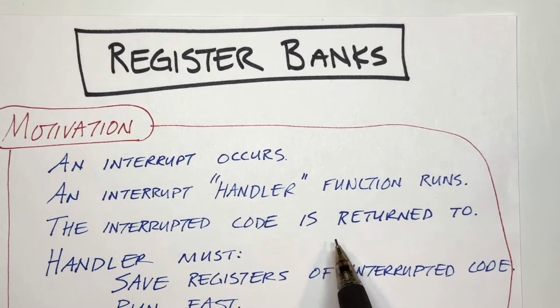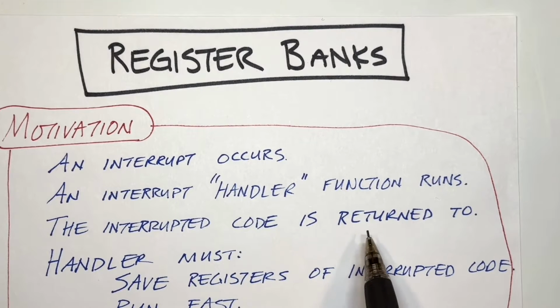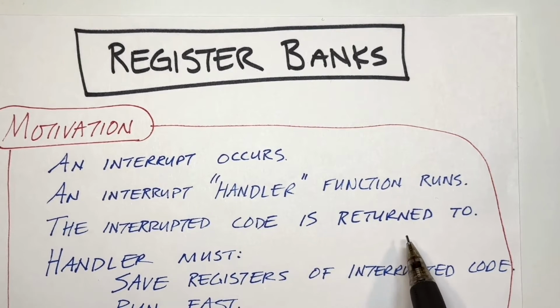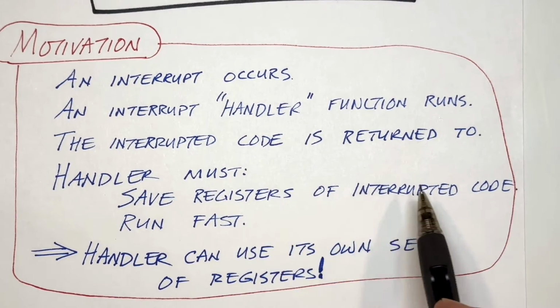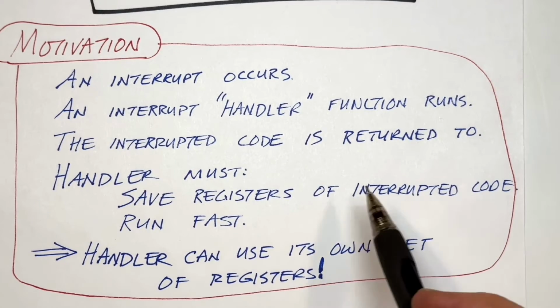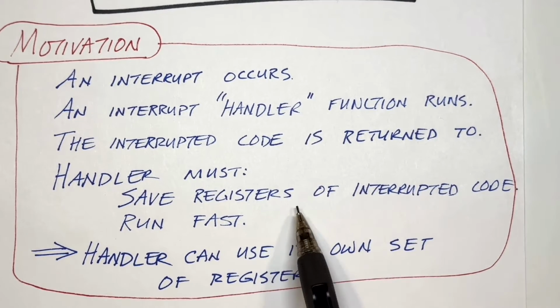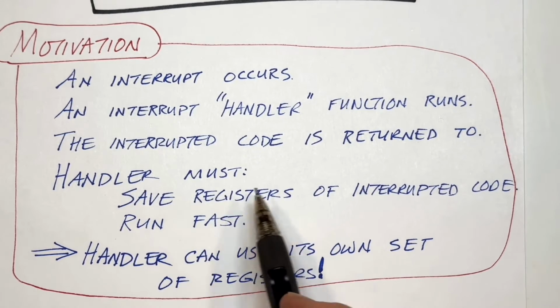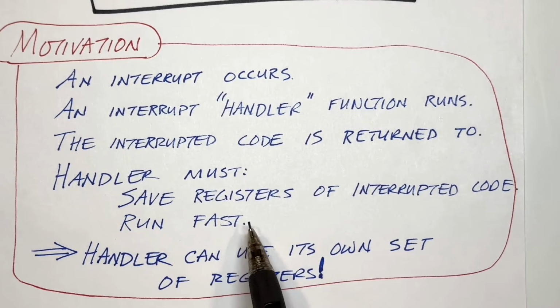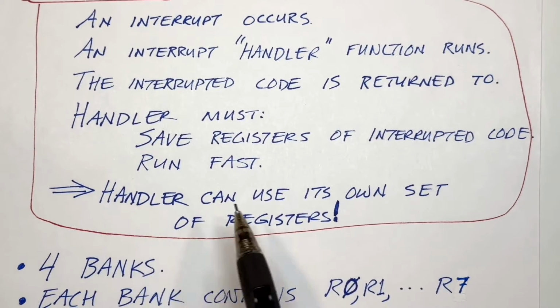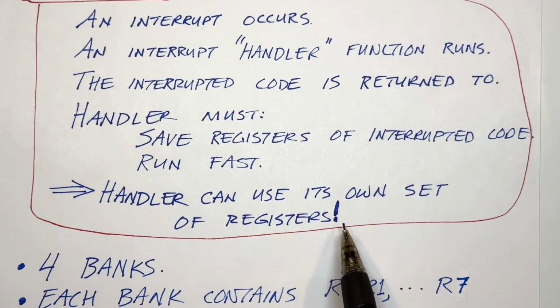Now the interrupted code had better not see any of its registers modified, yet with the AT51 we can't really do anything without using the registers. So the handler function is going to have to somehow save the registers of the interrupted code and then run, and then when it's ready to return it can restore those registers. And ideally the interrupt handler needs to get to the cause of the interruption quickly, so we want it to run fast. We don't want to take too much time.